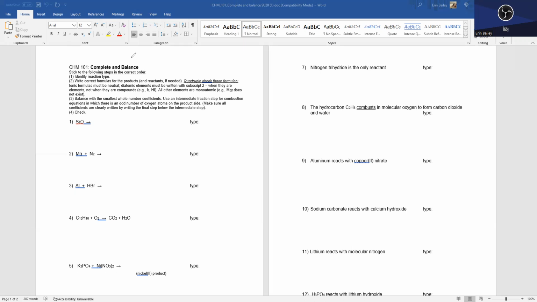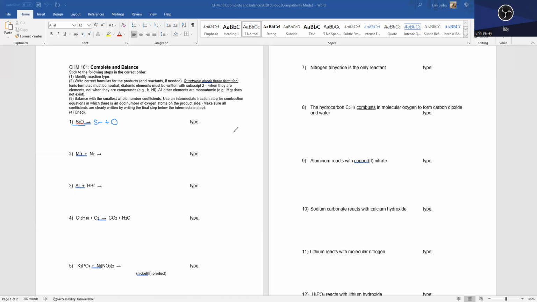Whenever I do a complete and balance, whenever I see something like a reaction where there is only one thing on the left side here, one compound, they're combined together, there is no plus, and there is no other reason that it could be, the only thing that can happen between these two is they break apart. So what I'm going to do is separate the two elements here. And while I'm doing this, I'm going to write down the type.